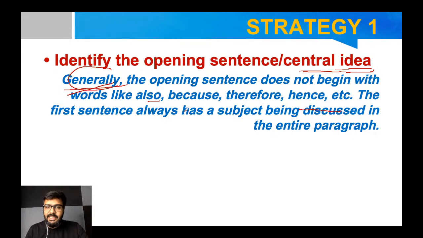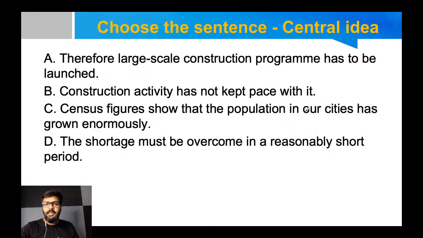The first sentence always has a subject being discussed in the entire paragraph. Which first sentence will it be, in which the remaining three or four sentences are discussed? They then talk about that, about whichever is the first sentence. It might sound like a castle in the air. So why don't we just pick up a parajumble and figure out what should be the opening sentence? If it makes sense to you, quickly give me the answer: out of these four sentences, which one should be our opening one?